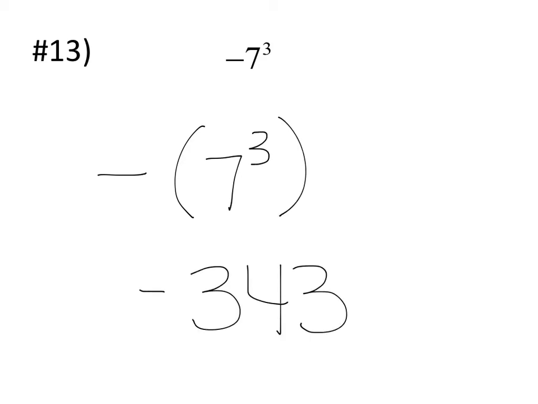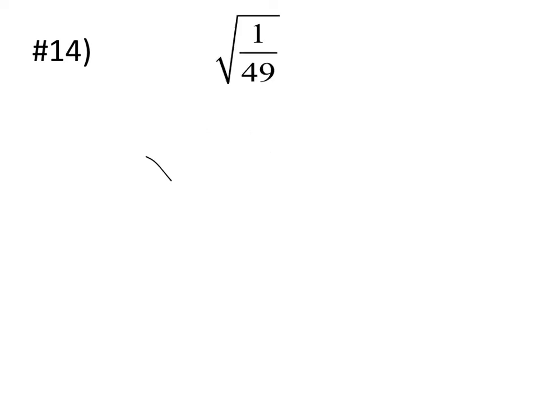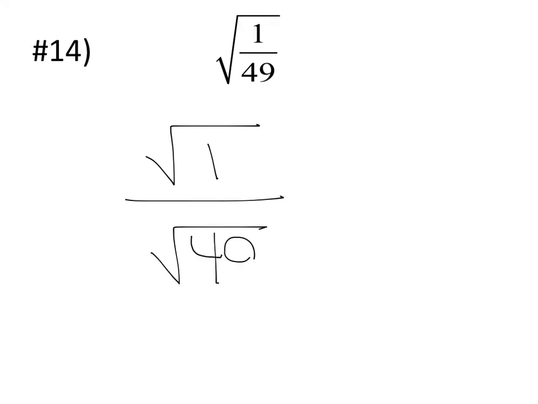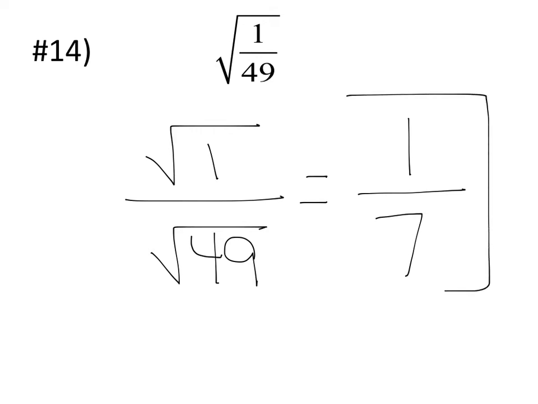Here we have negative 7 cubed, but remember, what is being cubed? This is actually saying negative 7 cubed. So this ends up being negative 343. You can break this into square root of 1 over the square root of 49, because we know the square root of 1 is 1, and the square root of 49 is 7.